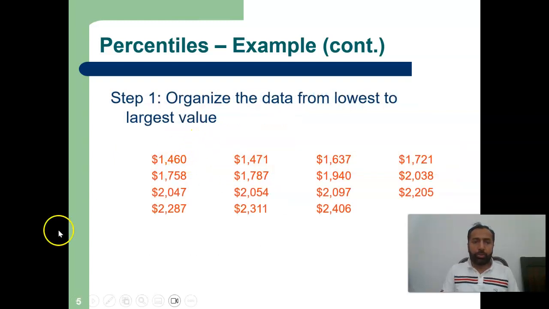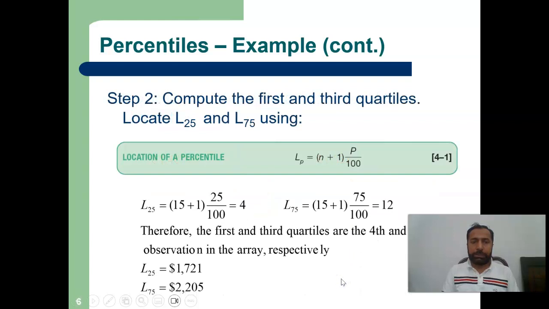So 1, 2, 3, 4. This is 1721. And here you can see 1721. This is the quartile 1 or 25th percentile.